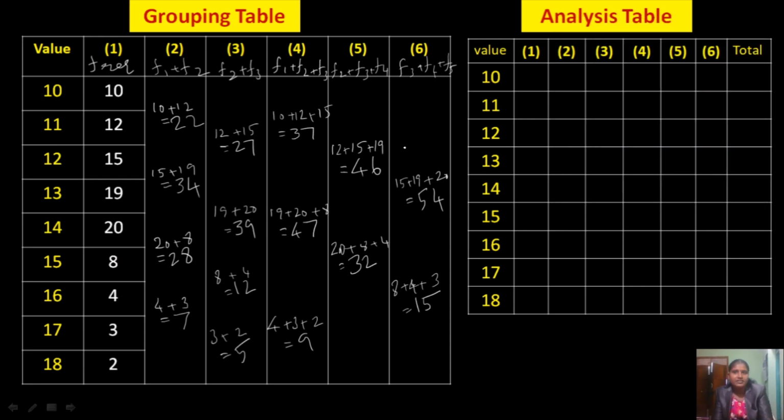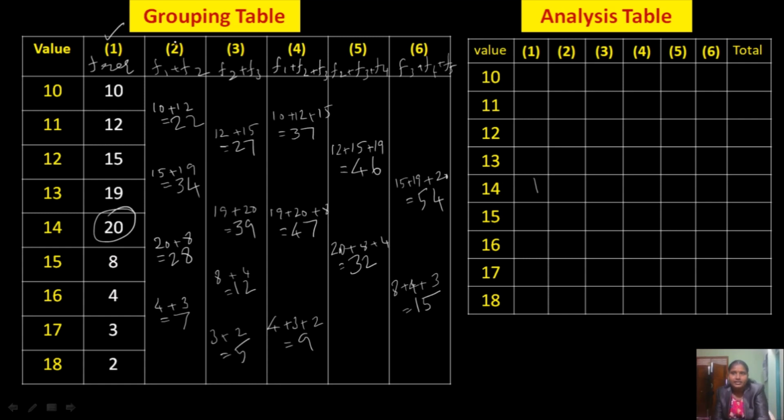Now we have finished the grouping table. Now let's complete the analysis table. For that, let's circle the highest value under each column. Under column 1, the highest value here is 20. 20 corresponds to 14, and just put 1 under column 1 against 14.